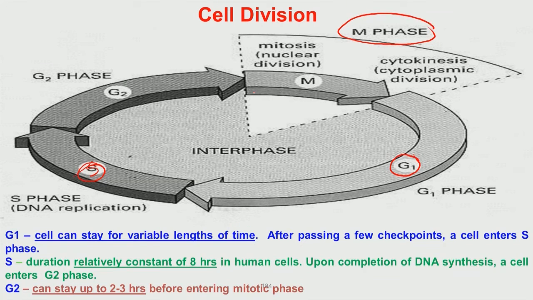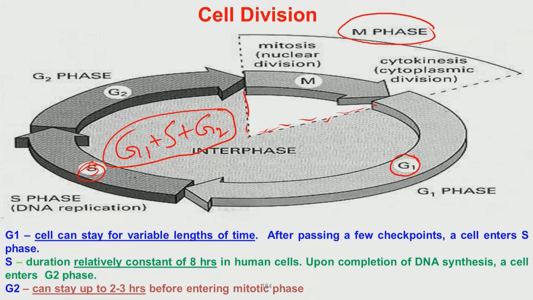So if you consider a kind of clock, the way it has been shown, the major part of the clock contains the interphase, that is the G1 plus S plus G2 phase. And as it is very clear here, G1 plus S plus G2 is more than 80% of the total cell division cycle time. In the G1 phase, a cell can stay for variable lengths of time, and after passing a few checkpoints the cell enters the S phase. Typically, human cells stay in S phase for 8 hours, and G2 phase another 2 to 3 hours. So, S plus G2 is roughly 10 hours.